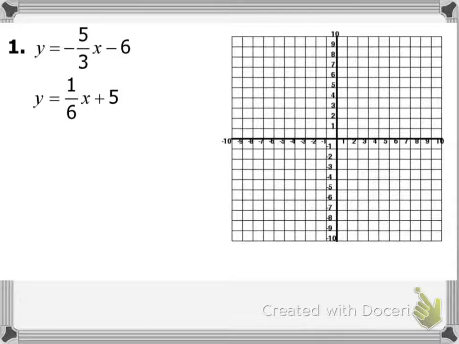Number one on your piece of paper, we have y equals negative 5/3 x minus 6, and y equals 1/6 x plus 5. So what did we say we need to do first? Graph my lines on the same graph, right? So let's look at our first one, y equals negative 5/3 x minus 6. This is why I included those problems on our assignment yesterday where we were graphing the linear equations. Because what's going to be my best way to graph this right here? How do I get my points?